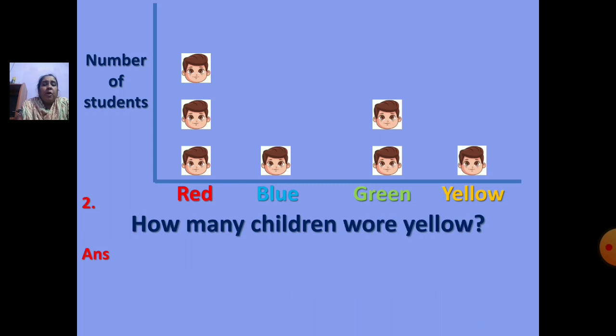Now next question. How many children wore yellow clothes? Now you can see the color yellow. Above yellow, how many children are drawn? Only one child. And one child means 5. So how are you going to write the answer? 1 multiplied by 5. So how many children wore yellow? 5 children wore yellow clothes.